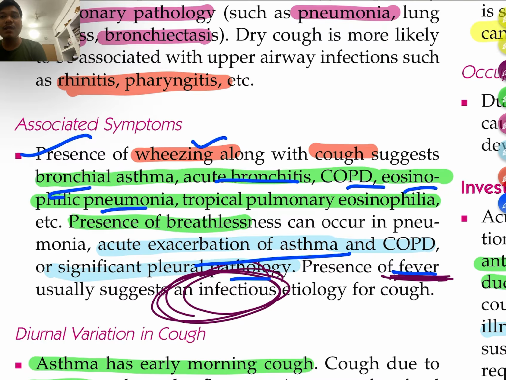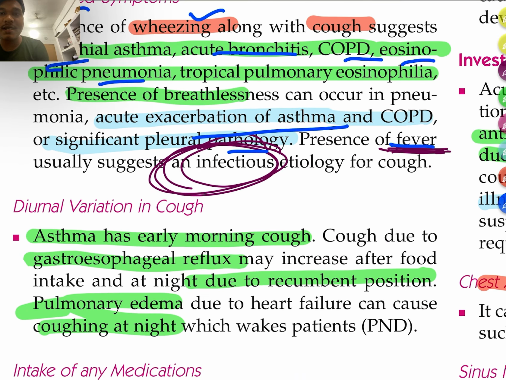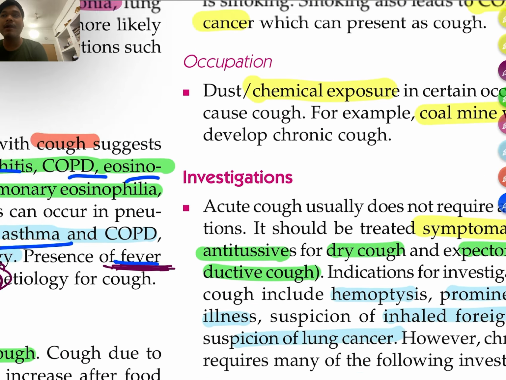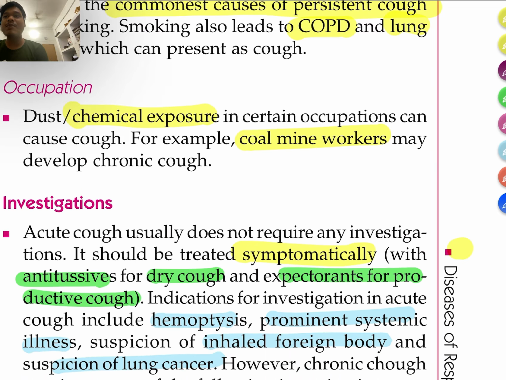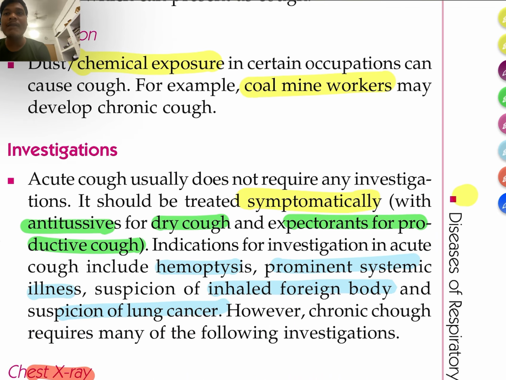If present with fever, then it must be due to infection. And diurnal variation: asthma is exacerbated in the morning and pulmonary causes at night, whereas GERD cough is after taking food. Drugs like ACE inhibitors also stimulate cough, and smoking is the most common cause, in the end leading to lung cancer. Occupation, like chemical exposure and coal mine work, can also cause chronic cough.